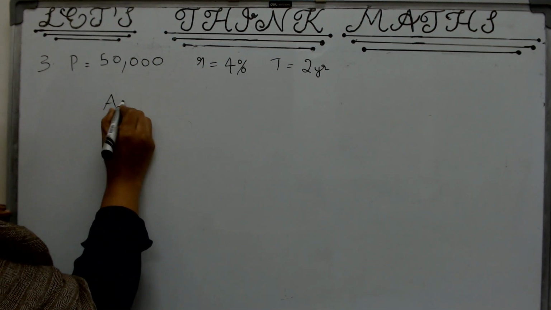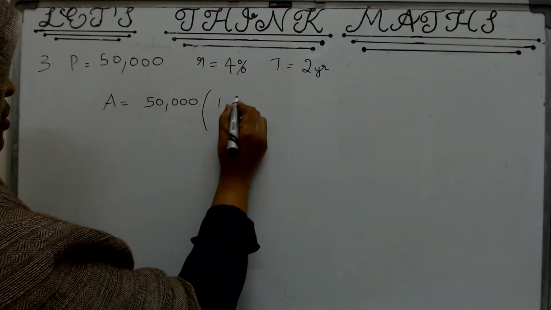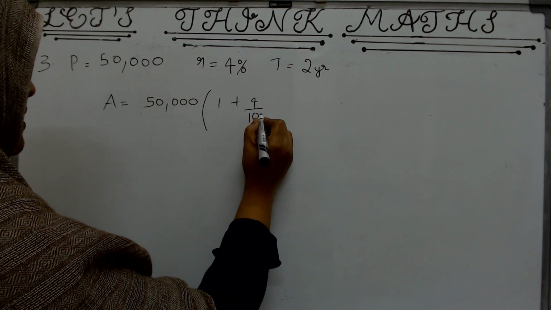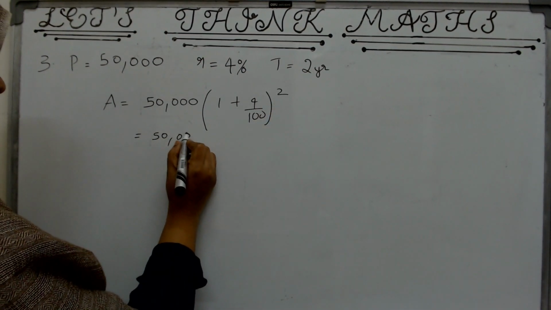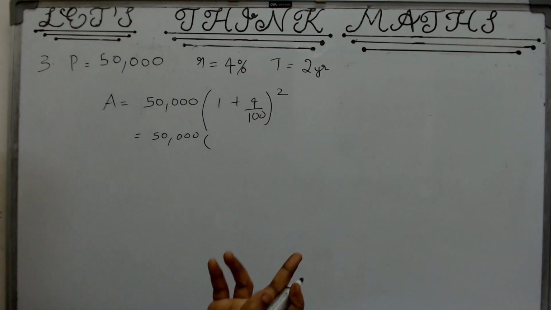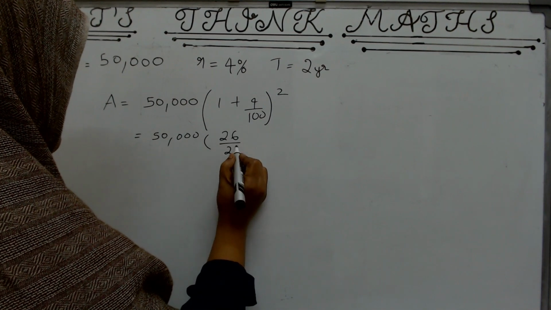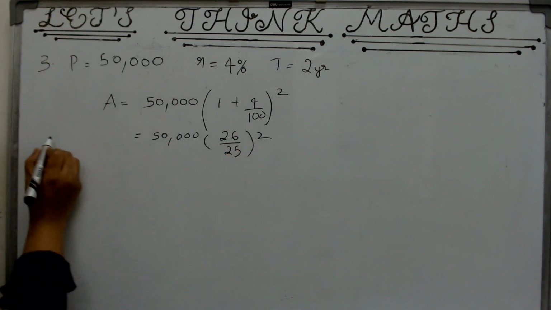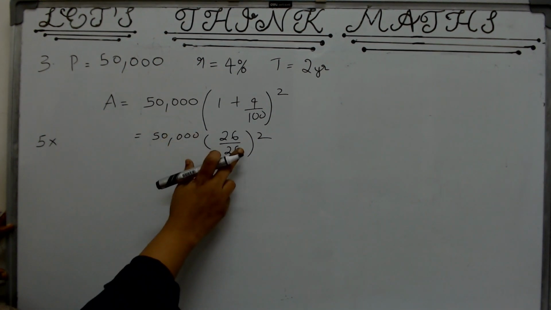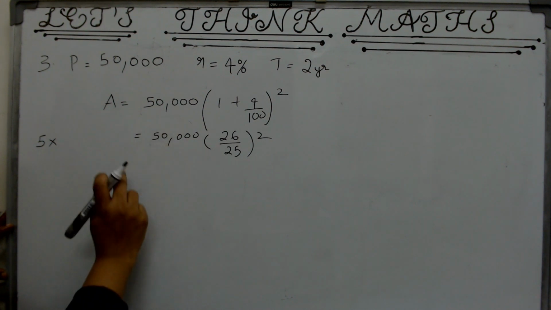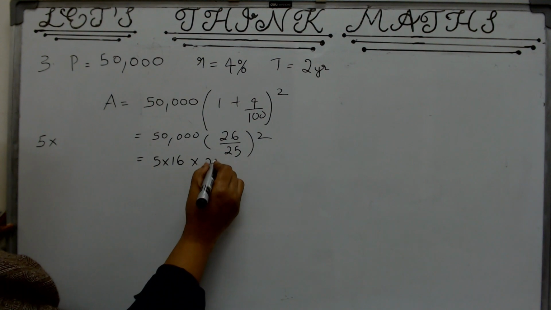We always start with the amount. What is the amount? It is principal into (1 plus R by 100) to the power 2. So what will this be? 50,000 into 4 by 100 is just 1 by 25, and so this would be (26 by 25) the whole square. Now the 50,000 is just 200s, like 100 you cut here, you get a 4, 100 you cut here, you get a 4. So this becomes 5 into 16 into 26 square.